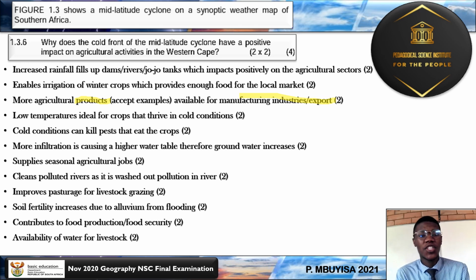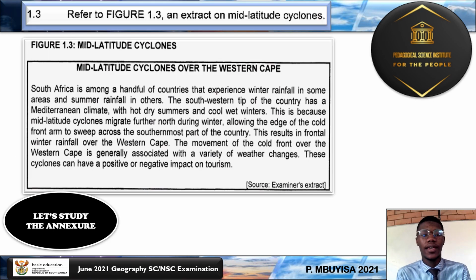Yeah, I think this is the last question for the November 2020 Geography NSC final examination on mid-latitude cyclones. Let's look at a different question that tests a different skill. Okay, so 1.3 again, refer to figure 1.3 and extract on mid-latitude cyclones.